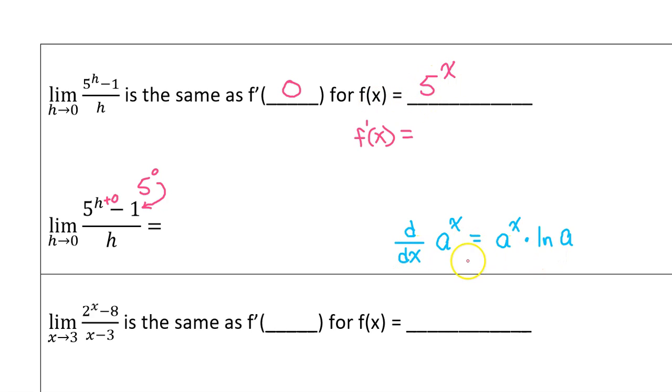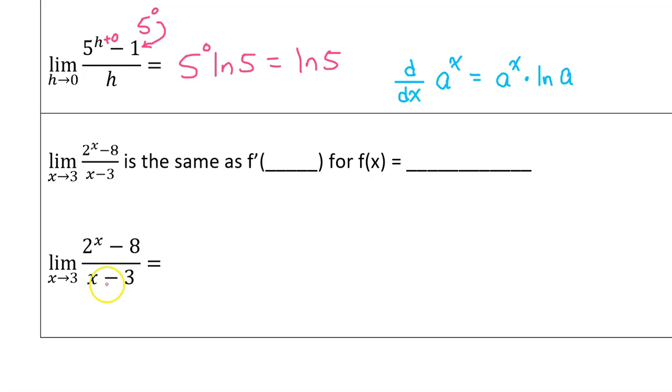Here's the memorized rule. The derivative of a to the x power is a to the x power times the natural log of a. So the derivative of 5 to the x power is 5 to the x power times the natural log of 5. This limit is equivalent to f prime at 0. So that's going to be 5 to the 0 power times the natural log of 5. 5 to the 0 power is 1. So this simplifies to the natural log of 5. And that's the value of this limit.